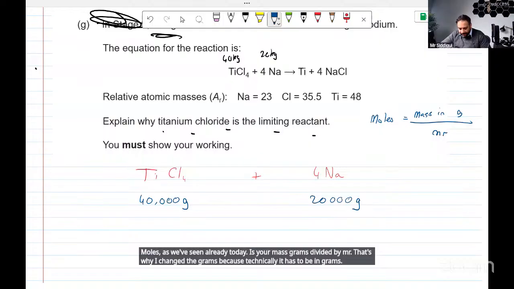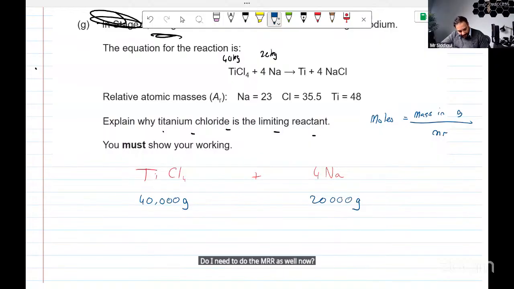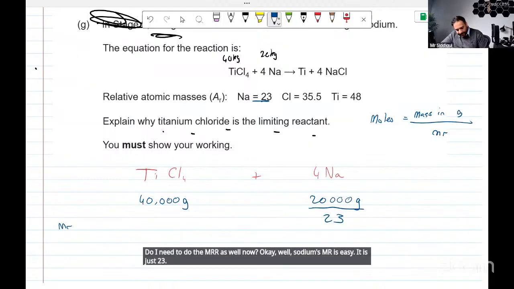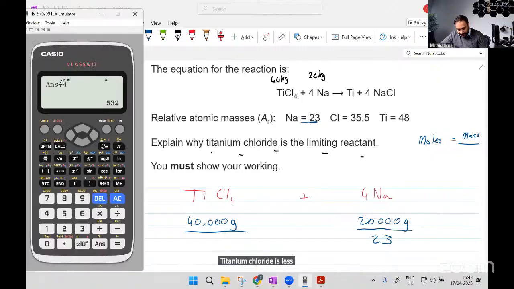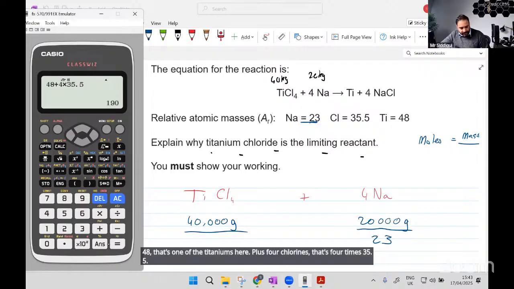Do I need to do the Mr as well now? Okay, well, sodium's Mr is easy. It is just 23. Titanium chloride's is less easy because it is 48. That's one of the titaniums here. Plus 4 chlorines. That's 4 times 35.5. Which is 190.